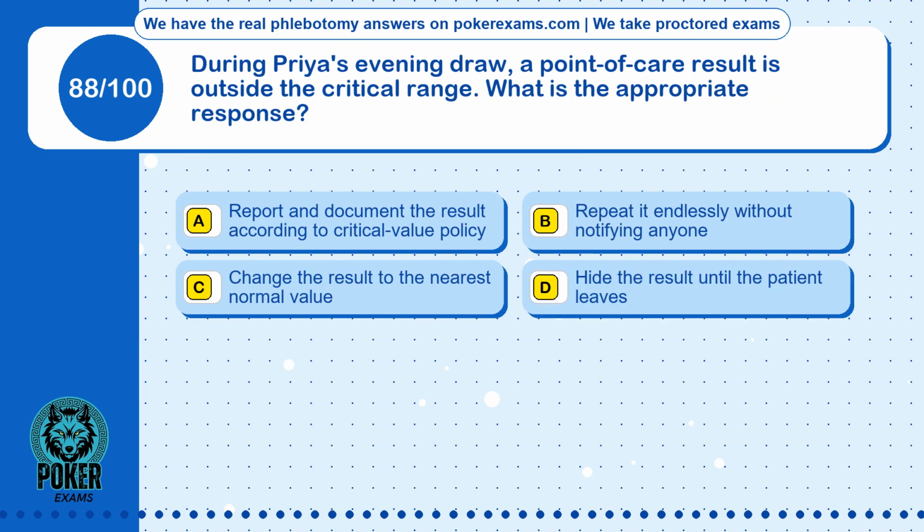Question 88. During Pria's evening draw, a point-of-care result is outside the critical range. What is the appropriate response? Option A. Report and document the result according to critical value policy. Option B. Repeat it endlessly without notifying anyone. Option C. Change the result to the nearest normal value. Option D. Hide the result until the patient leaves.